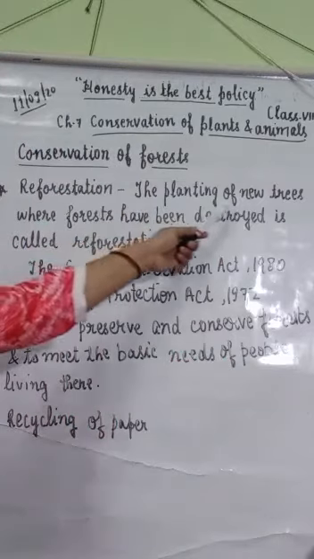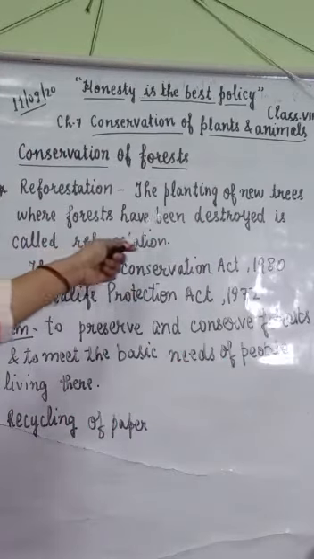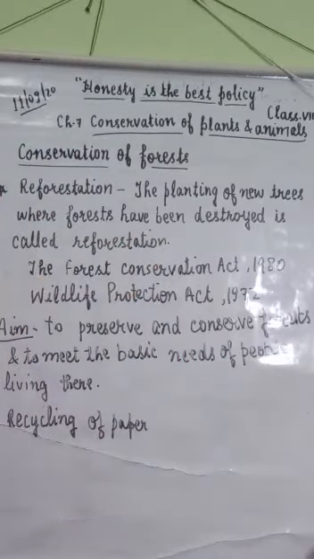The planting of new trees where forests have been destroyed is called reforestation. So reforestation can be done by planting new trees where forests have been destroyed, and naturally it can happen when a destroyed forest area is left undisturbed, but it takes a long time. And while replacing the destroyed trees, trees of the same species should be planted.